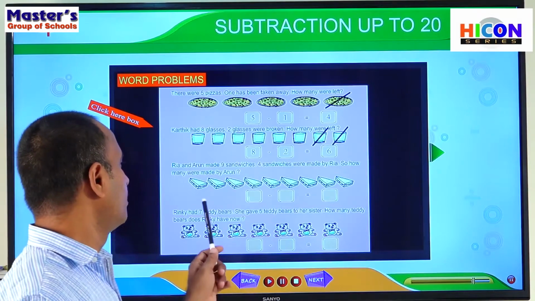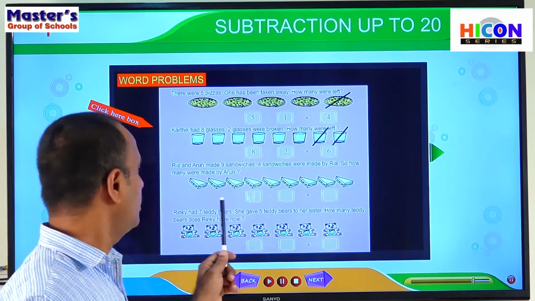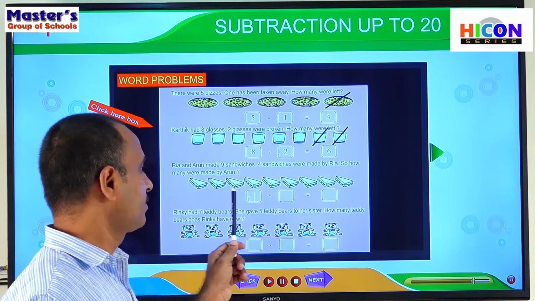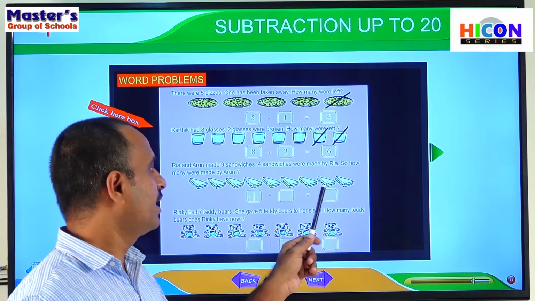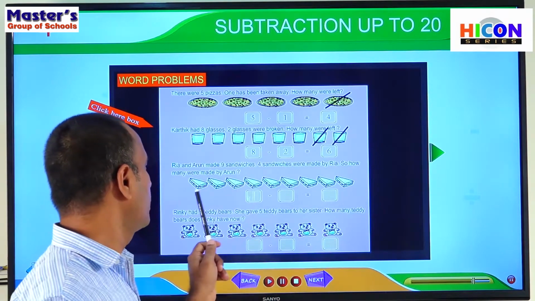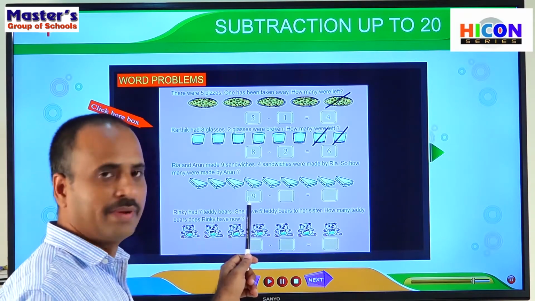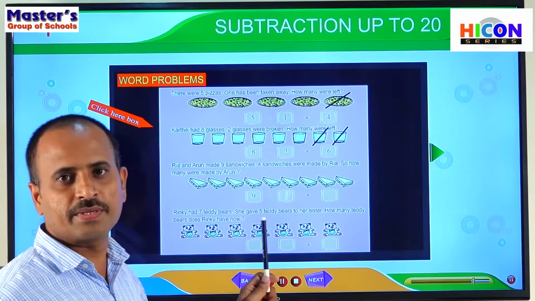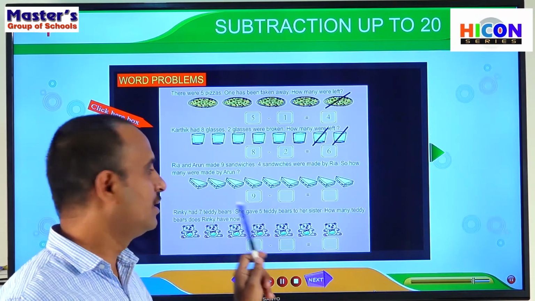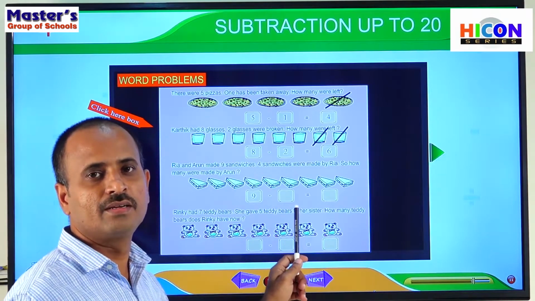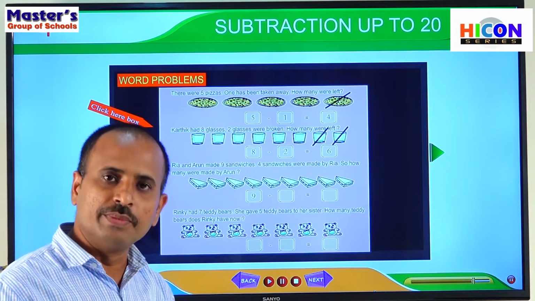So, now look at the picture. You are observing some sandwiches. How many sandwiches are there in total? So, let us count 1, 2, 3, 4, 5, 6, 7, 8 and 9. So, the total number is 9. So, write 9 in this box. So, here the first number is 9. The first number always represents the total number of objects. Next, what is the second number we have to write here? The second number always represents the number to be taken away.